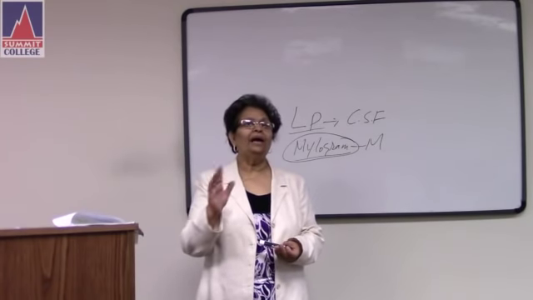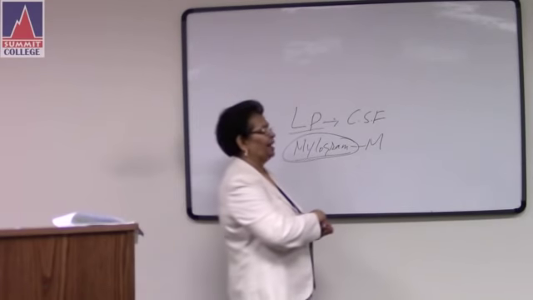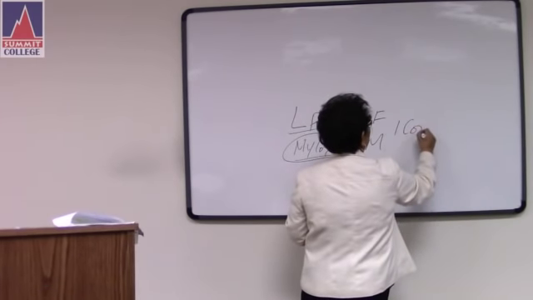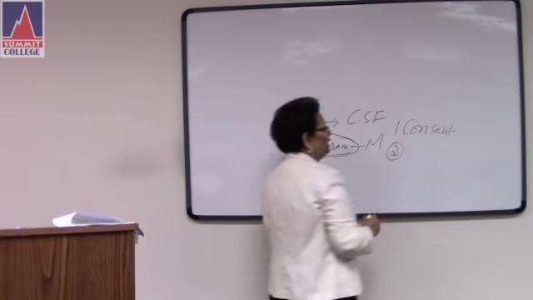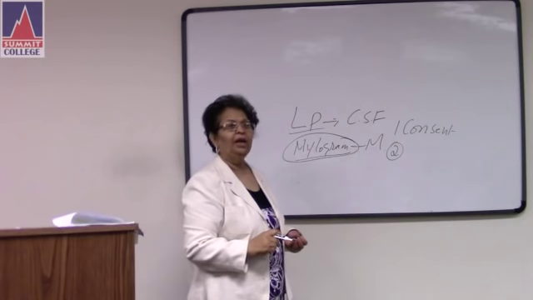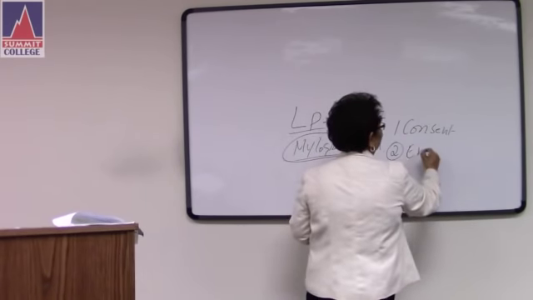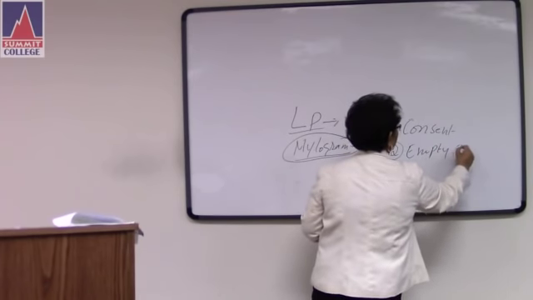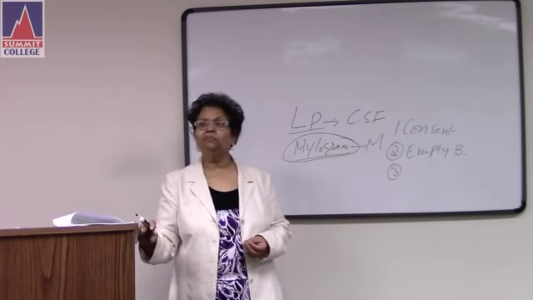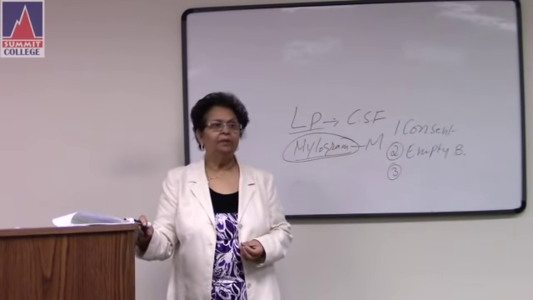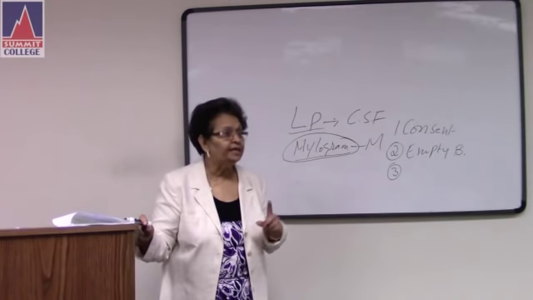Now I want you to add completely. What do you do before lumbar puncture? I want you to add there, number one, consent. You got to get the consent. Then what do you tell the patient before lumbar puncture? Empty the bladder. That is important. So empty the bladder, you can write it, number two. And during the procedure, position. What position do you put the patient in during the procedure? Fetal position.